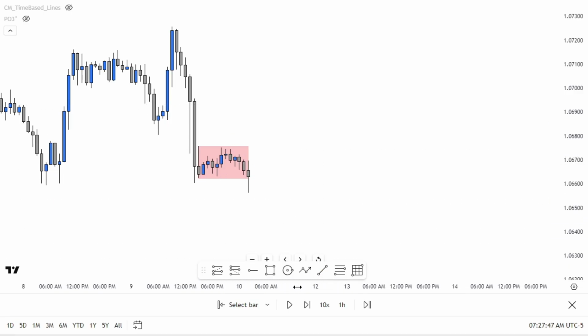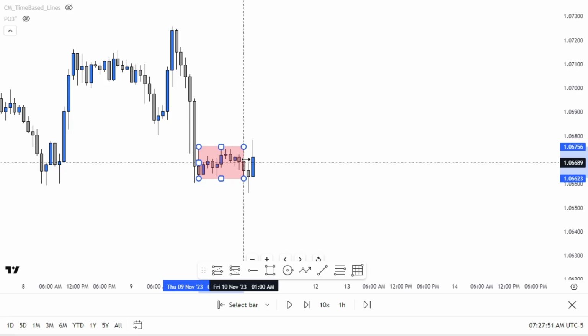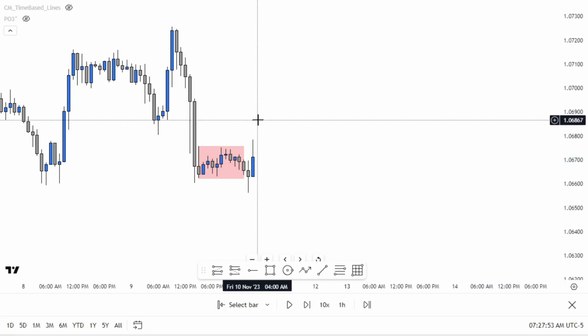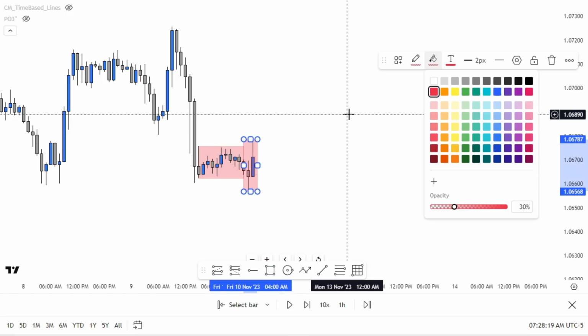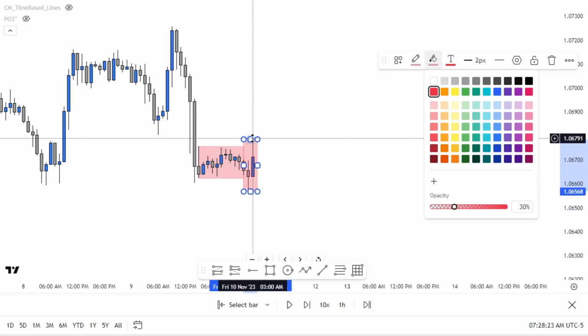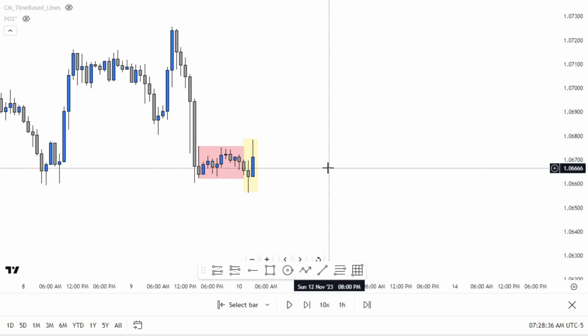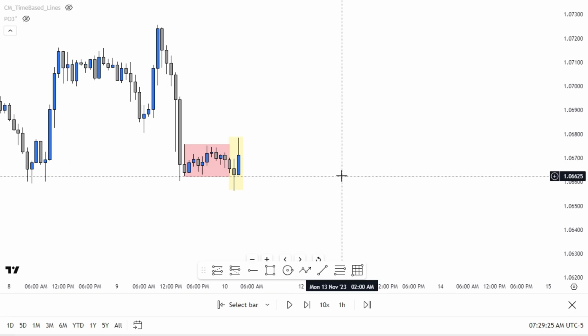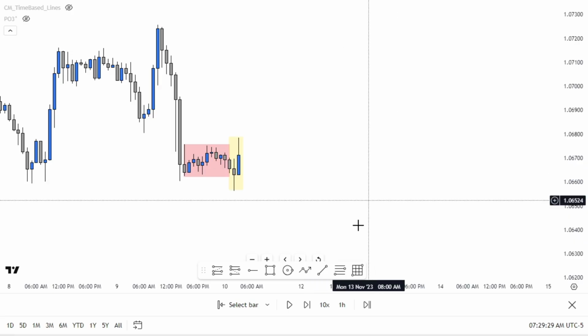Now, let's go ahead and fast forward a little bit more. And just like that, we have our manipulation phase where price has swept liquidity from either buy side or sell side liquidity. Now, since price has swept liquidity from our sell side, we're intending for price to reverse bullish and continue the trend in a bullish manner. All right, let's see how price reacts after the manipulation stage.